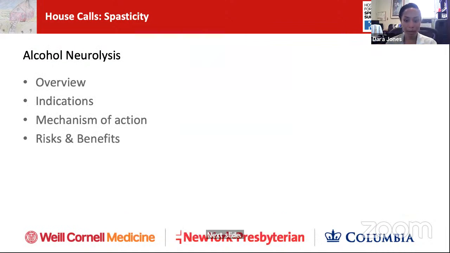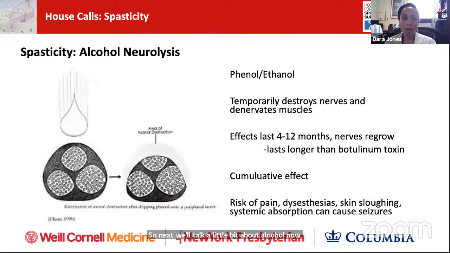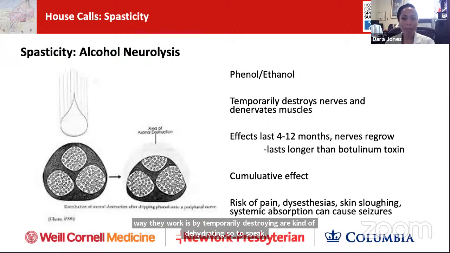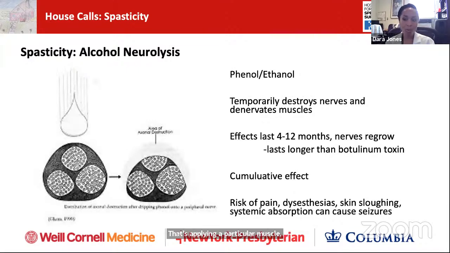So next we'll talk a little bit about alcohol neurolysis. So alcohol and phenol, or ethanol, both work in similar ways. The way they work is by temporarily destroying, or kind of dehydrating, so to speak, the nerve that's supplying a particular muscle, thus decreasing that muscle spasticity. Due to weight restrictions, Botox dosing is often limited based on the child's size. So phenol can really be a nice supplement to be able to combine the spasticity treatment all in one session.